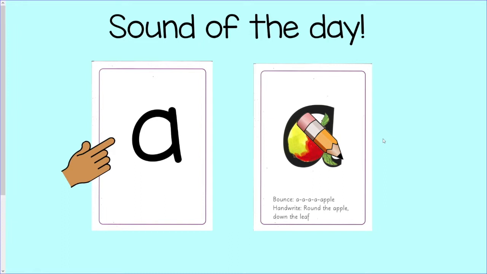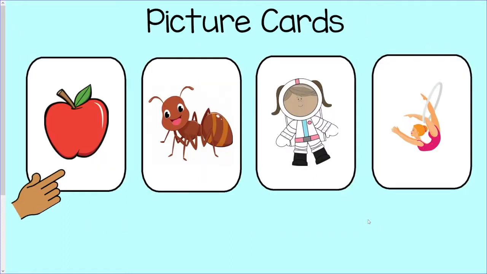Shall we see what activities we've got? Let's go. Picture cards. All the pictures on the screen begin with the sound that we have learnt today. The sound that we learnt today was ah. Shall we have a look what pictures we have got that begin with the sound ah? Are you ready? Watch my pointy finger as it moves across the screen and join in when I say your turn. Here we go.